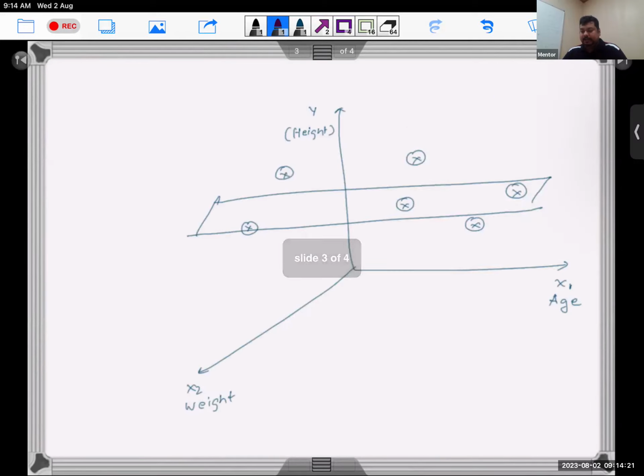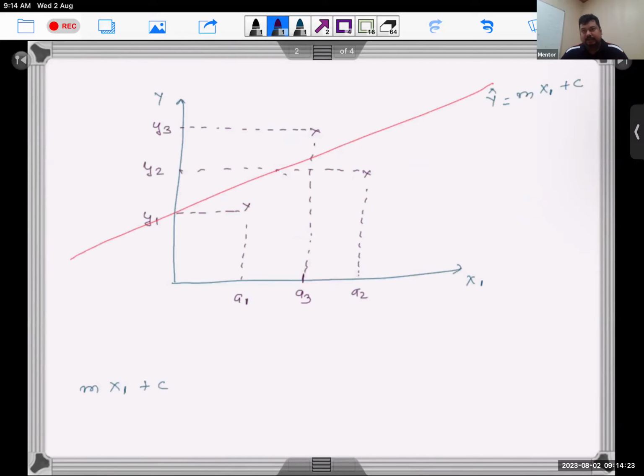Now look at the equation that I'm using. What is the power of x1? 1. So can I say this is linear? Yes. The power of x1 is 1. That's why the name, it is linear regression. So that's the first thing.